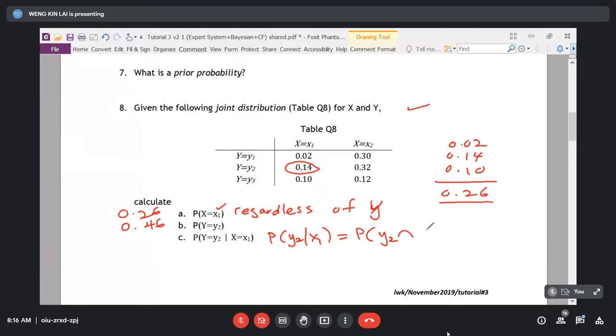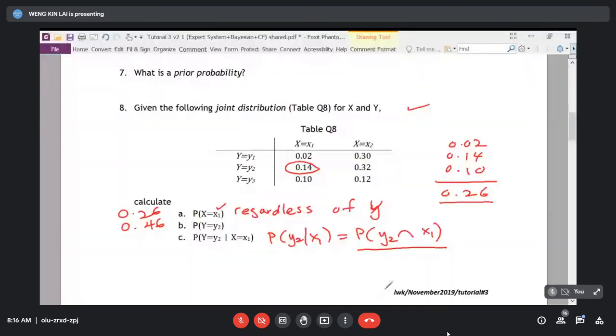This is the intersection with X1, divided by what? All your X, isn't it? Because the Y2 here is only one part of all the Y's in your X1, right? So it should be your P of X1.